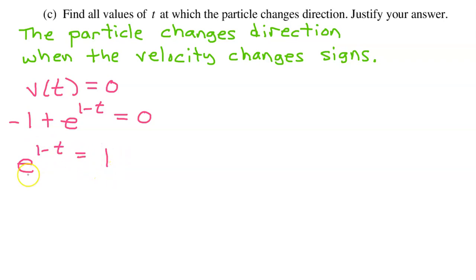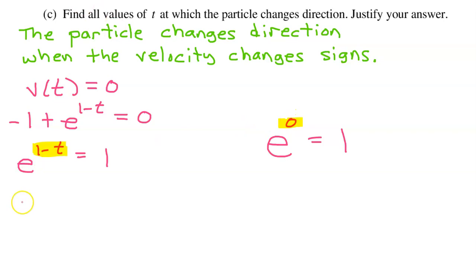Well, this is interesting. If you raise something to a power and you're getting 1, the only way that's going to happen is if you raise it to the 0 power. Any constant to the 0 power is going to equal 1. So that means that this exponent must be 0.